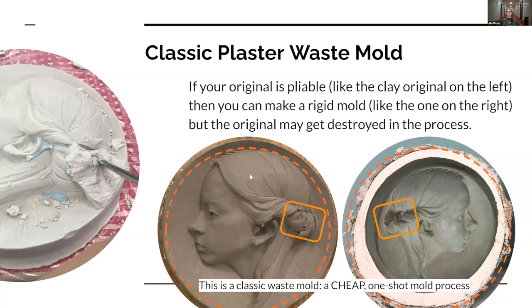But you can see it wrecks your original right here. This is the clay that is sticking into the plaster from the original piece. This is the original piece, right? So you have to do it knowing that if something goes wrong, then you may lose your original. Most of the time, it's a really reliable process, though. So plaster is great for that.